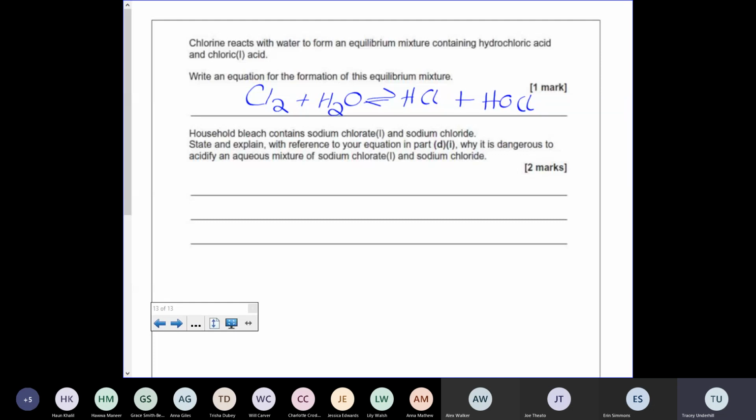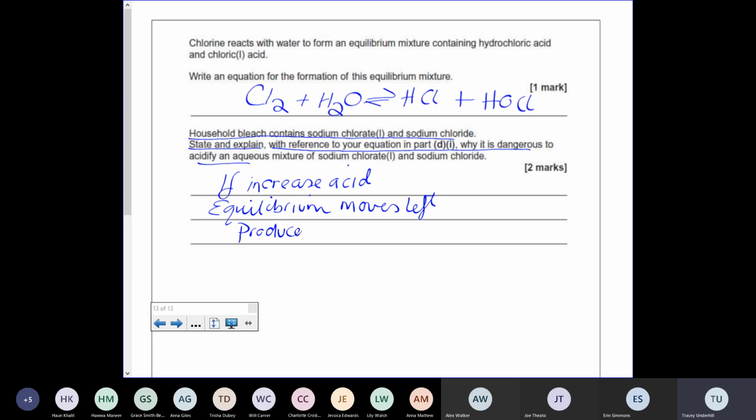Last little bit here, I was going to finish it. Household bleach contains sodium chloride. State and explain with reference to your equation why it's dangerous to acidify them. If you increase the acid, equilibrium moves left. Produces Cl2, which is toxic.